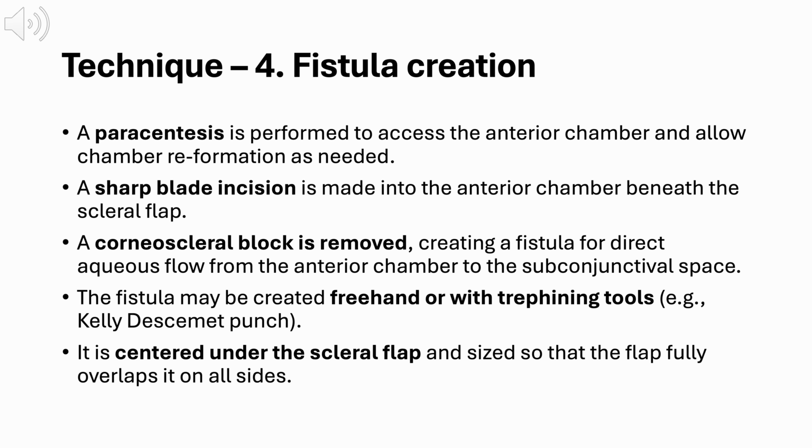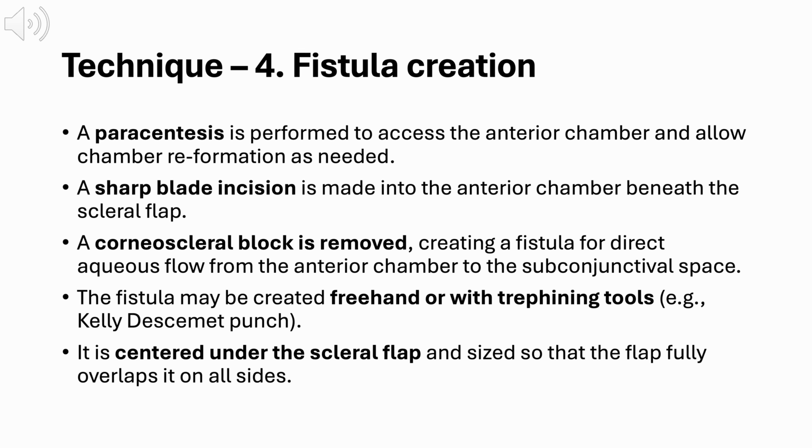With the flap prepared, the next step is creating the actual fistula. A paracentesis is made first so you can control the chamber and reform it as needed during the rest of the case. Then a sharp blade is used to enter the anterior chamber beneath the scleral flap. Removing a small corneoscleral block opens a direct pathway for aqueous to exit into the subconjunctival space.